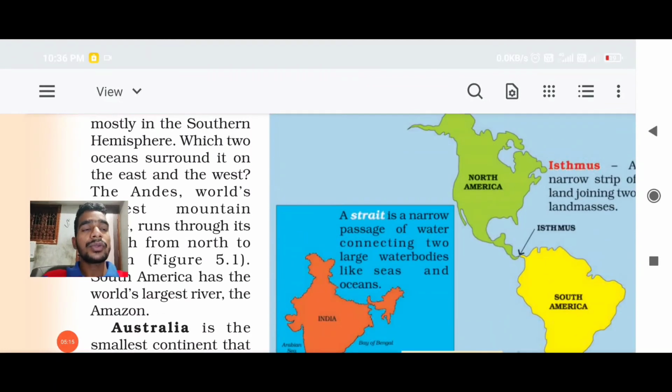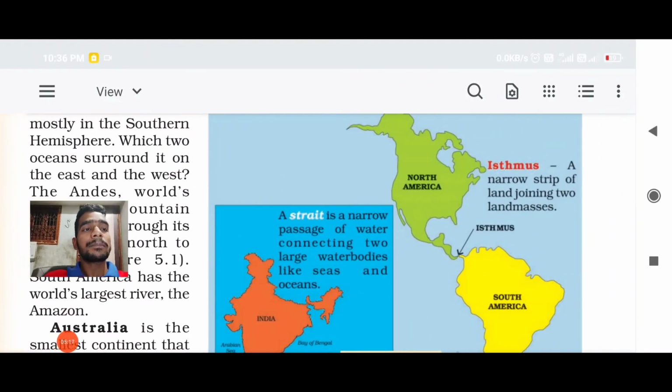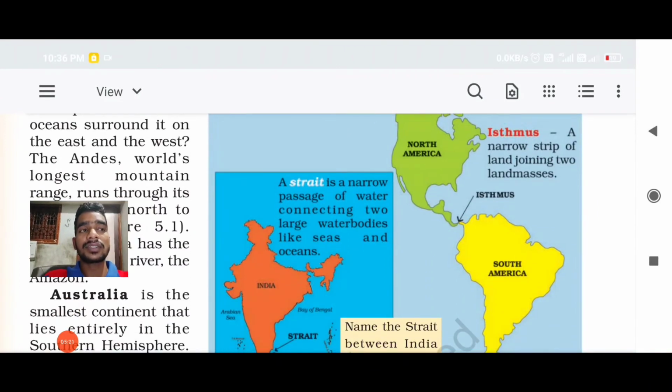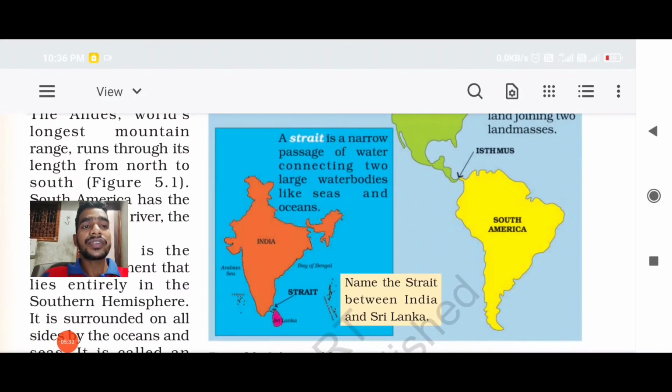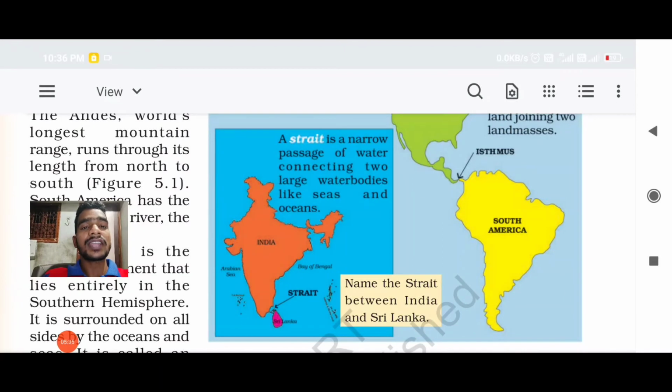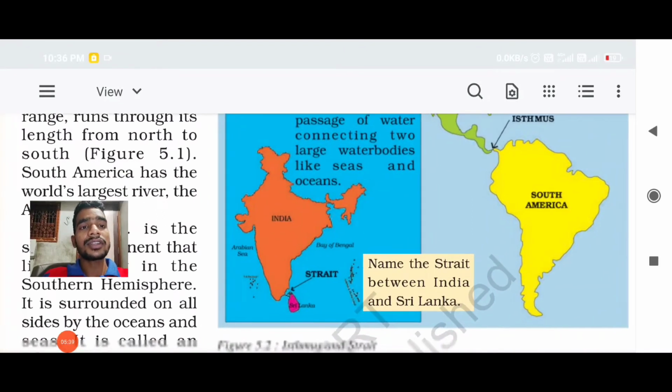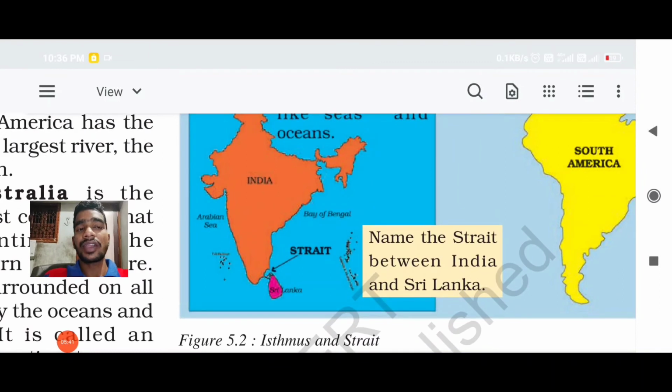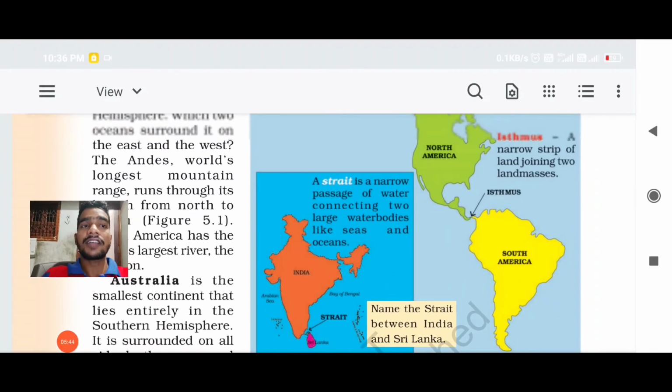You can see that what separates North America and South America is an isthmus. It is a narrow strip of land joining two land masses. We have seen the concept of an isthmus in the very first video lecture of the geography basics series. You can also see the strait between India and Sri Lanka. We just discussed this strait in the previous lecture. What is the strait that separates India and Sri Lanka? Yes, the Palk Strait.